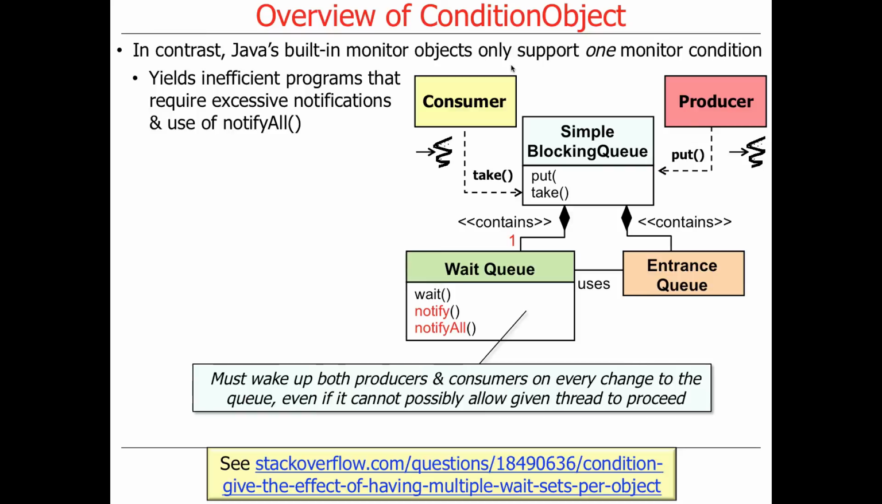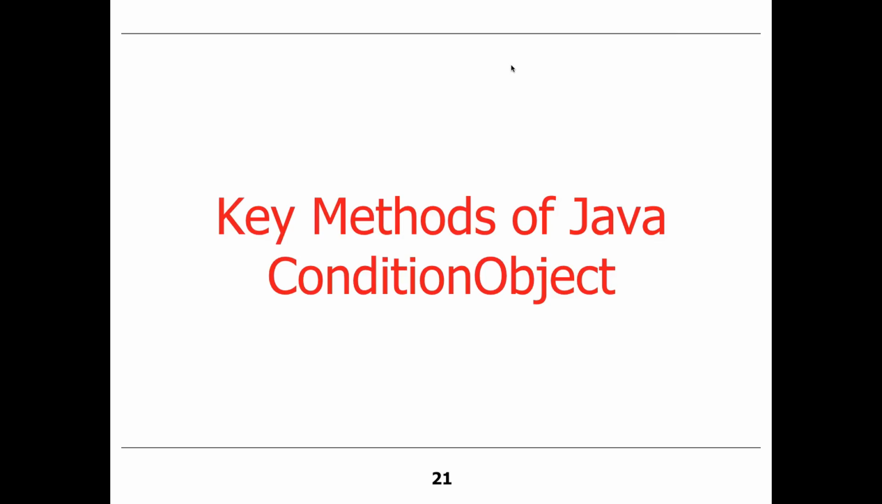So that's why they ended up adding condition objects, because of the limitations with the way that the single wait queue worked on a monitor object. It's not to say that monitor objects don't have their place. It's just the built-in ones don't have their place. It's just that the minute you get anything more than really simple use cases, they fall apart.